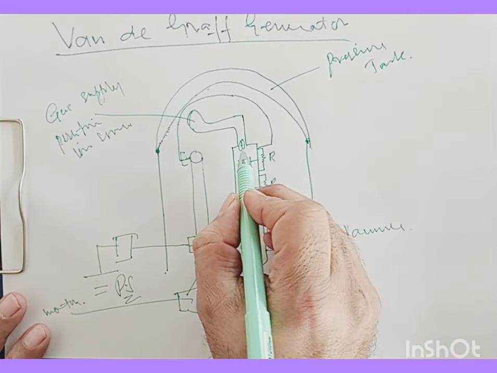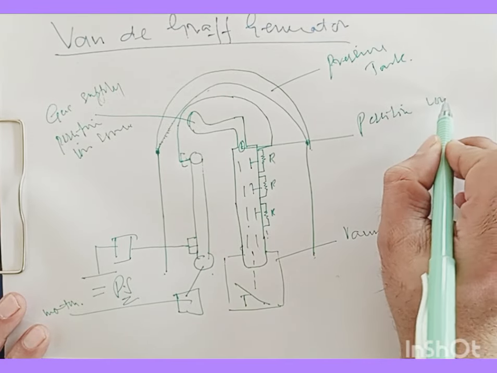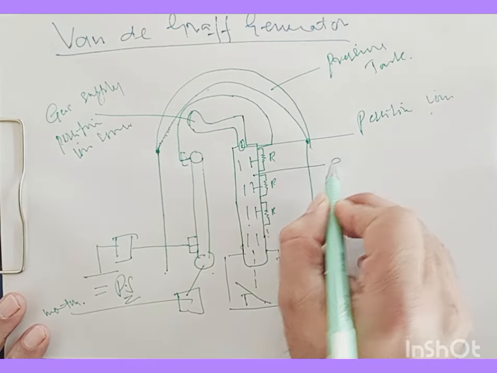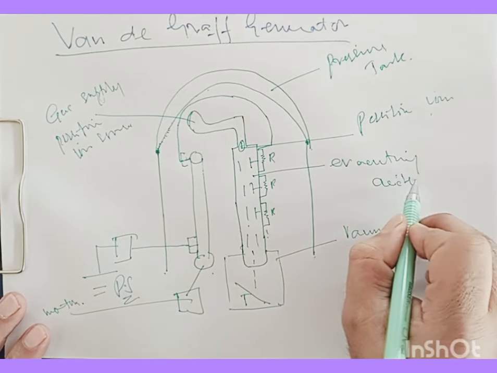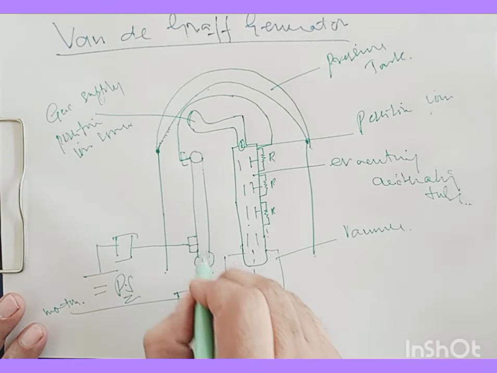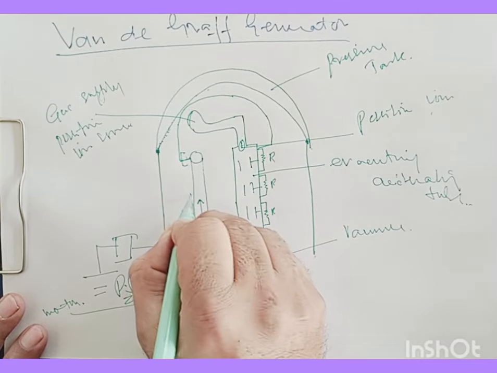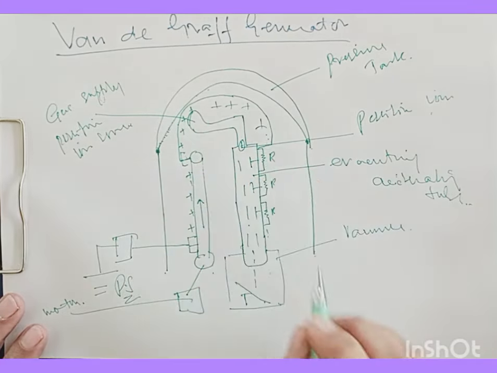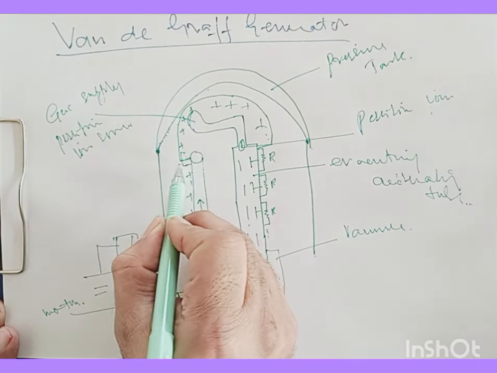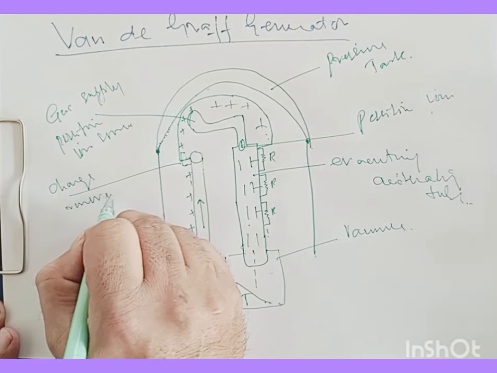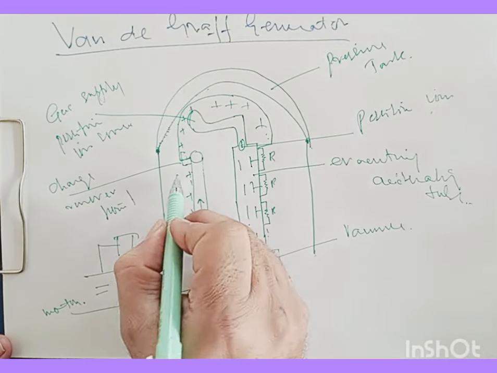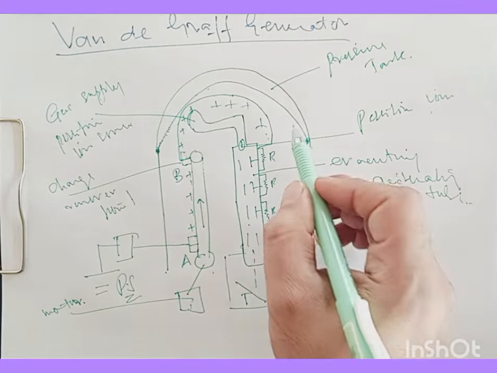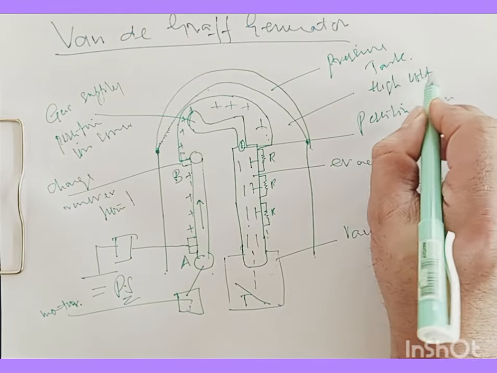And this is my positive ion source, and this tube is an evacuated accelerating tube. And this belt, show some direction here, goes with the charge, and this is going to be the positive charge. And here we have the charge remover point. Let me call this point B, and this point A, and this is my motor. Here I will have the high voltage terminal.